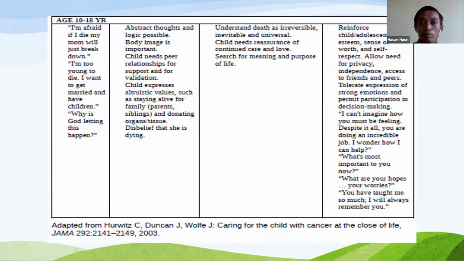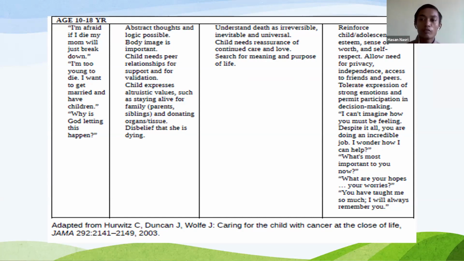They become able to think about the effects of their death on their surroundings. For example, I'm afraid that if I die, my mom will just break down. They understand death is not reversible, and need constant reassurance.